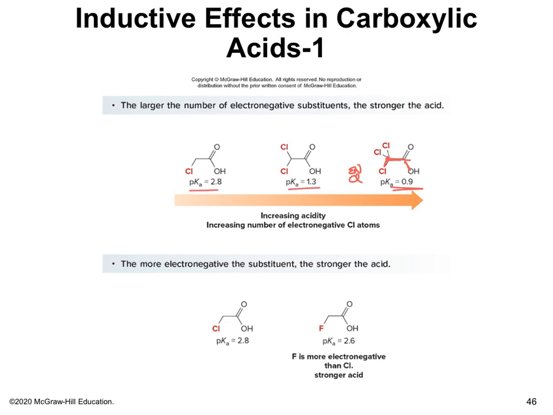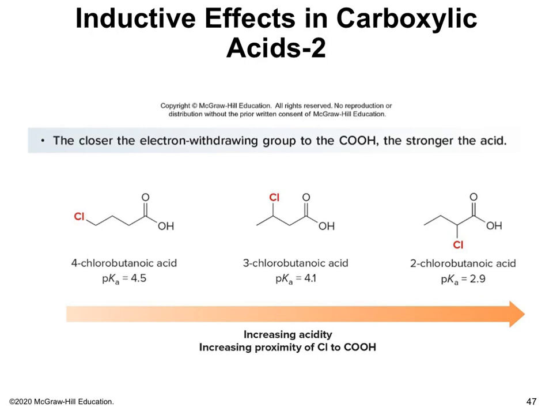This one only has 2. This one has 1. And fluorine is even more. Look at 1 fluorine, you get a 2.6. So, because fluorine is more electronegative than chlorine. So even though you're comparing electronegativity, this is an inductive effect because it is stabilizing through this sigma bond.